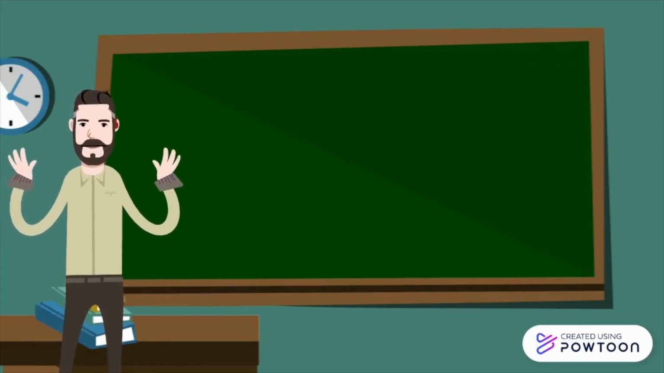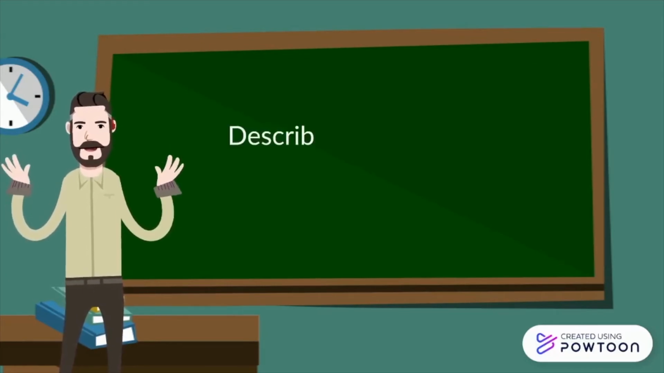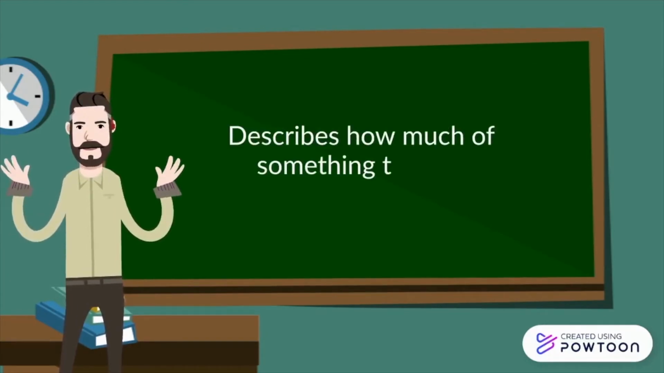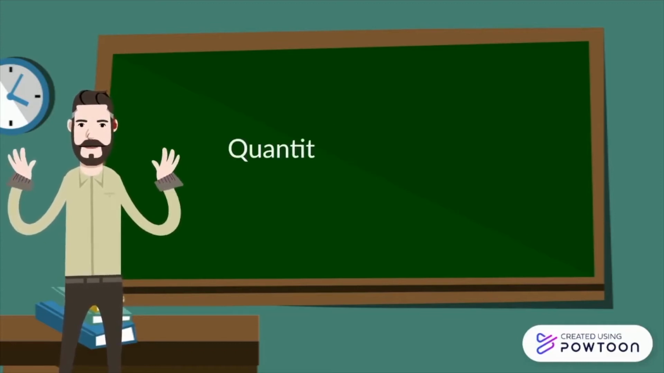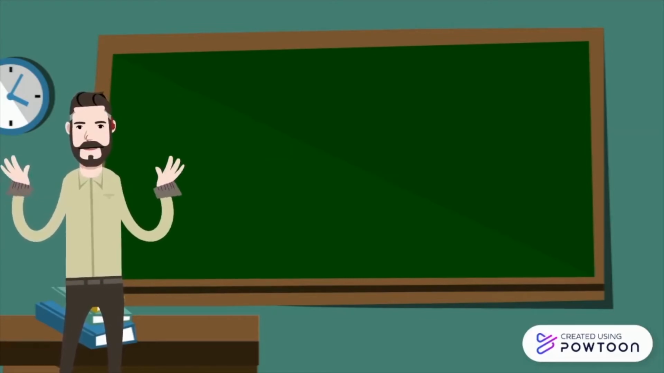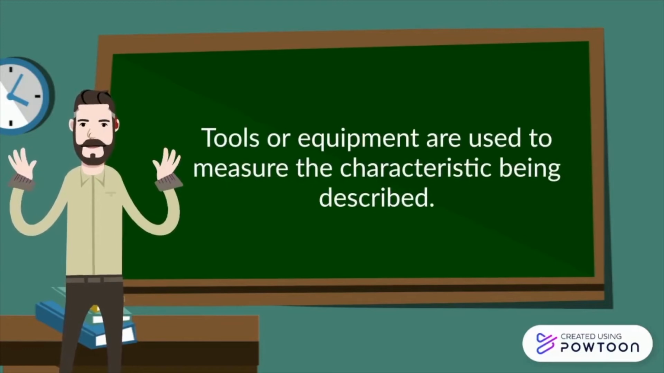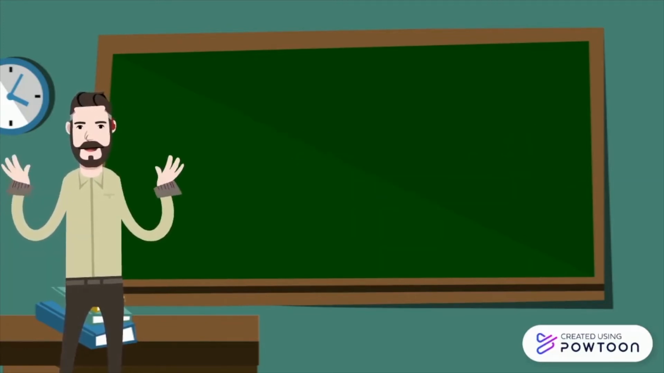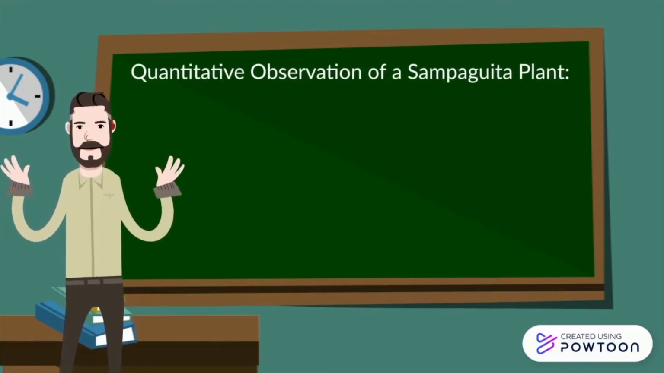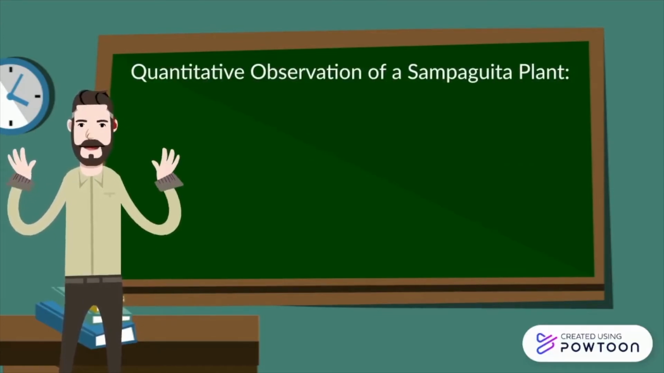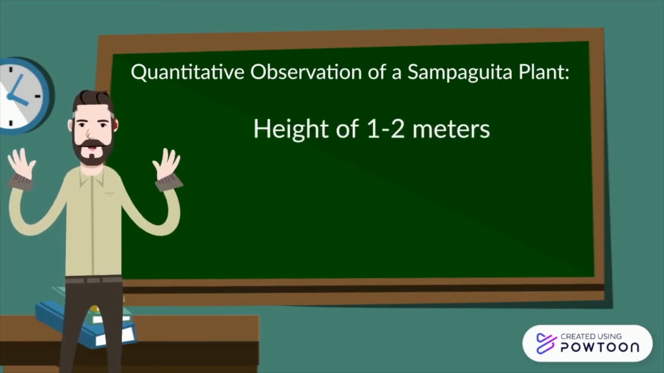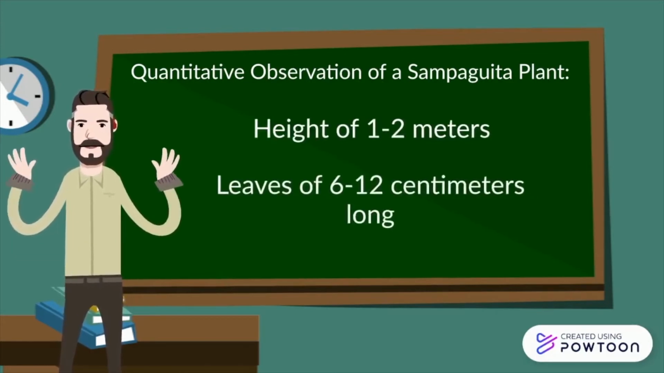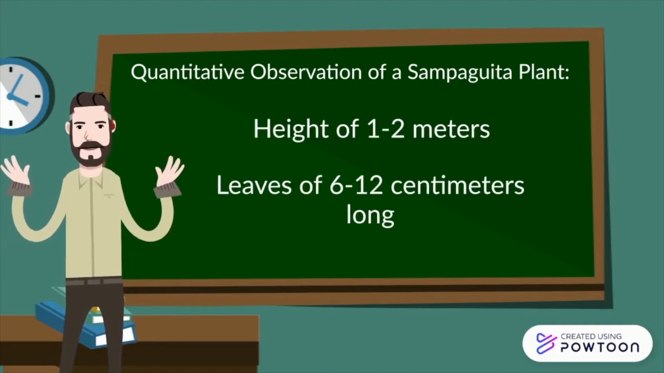On the other hand, other observations describe how much of something there is. These are quantitative observations and use numbers as well as words in the description. Tools or equipment are used to measure the characteristic being described. For example, the quantitative observation of a sampaguita plant might include a height of 1 to 2 meters and leaves that are 6 to 12 centimeters long.